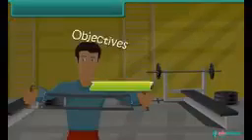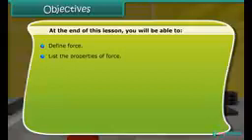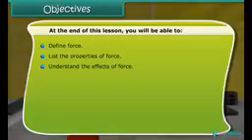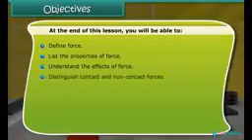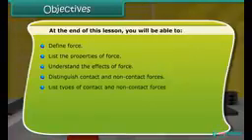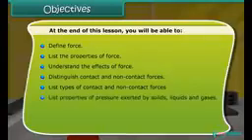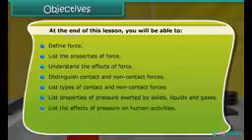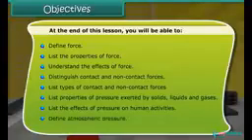Objectives. At the end of this lesson, you'll be able to define force, list the properties of force, understand the effects of force, distinguish contact and non-contact forces, list types of contact and non-contact forces, list properties of pressure exerted by solids, liquids and gases, list the effects of pressure on human activities, define atmospheric pressure.